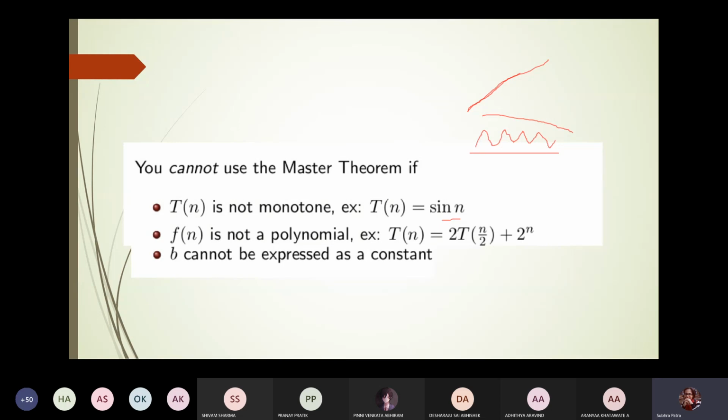And f(n) also should be a polynomial. The function f(n), the part which we call dividing the problems and merging the solutions, if it is not in polynomial form, you cannot apply. So it has to be in a polynomial form. Here we are seeing it is of the exponential format, so that should not be the case. And also, if b cannot be expressed as a constant, then also you cannot apply the master theorem. So these are the conditions which we need to check given any kind of recursion function.